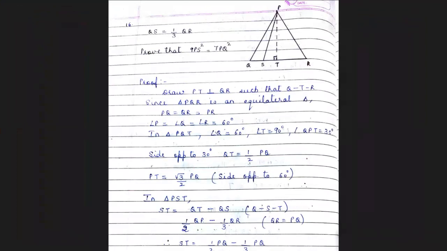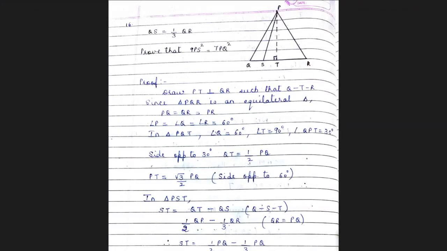Draw PT perpendicular to QR such that Q-T-R. Now, since triangle PQR is equilateral, PQ equal to QR equal to PR, and all angles are 60. In triangle PQT, angle Q is 60, angle T is 90 degrees. Therefore, angle QPT has to be 30 degrees. Side opposite to 30 is half of the hypotenuse. Therefore, QT equal to half of PQ. And PT is side opposite to 60, which is √3/2 times PQ.